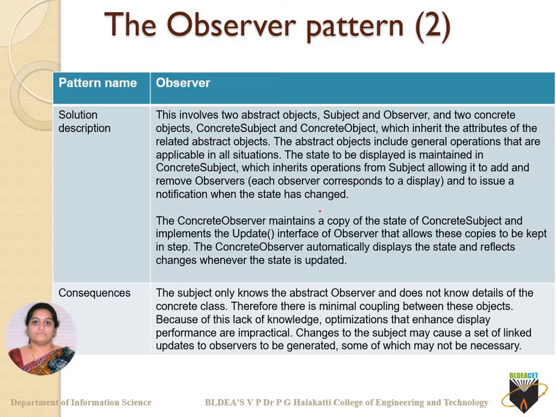Then comes the solution description. It says there are always two abstract objects required: one is called a subject and the other is called an observer. I have a concrete subject and a concrete observer, which ultimately inherit the attributes related to those particular objects.